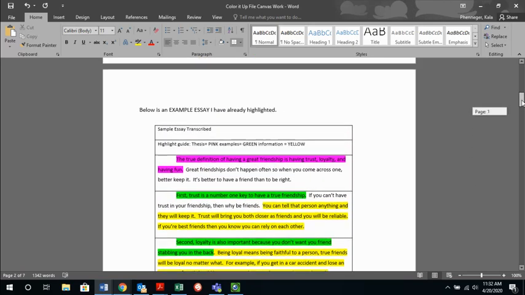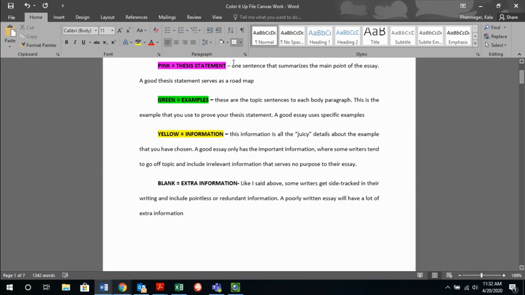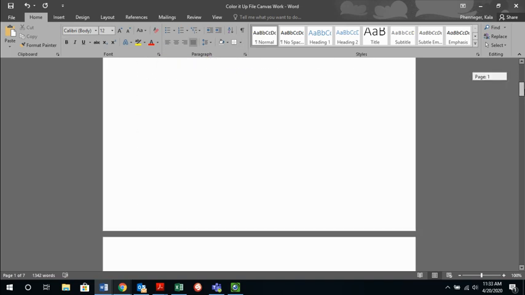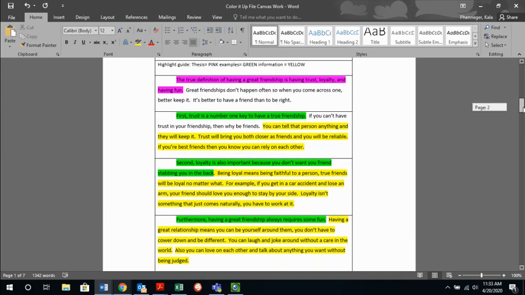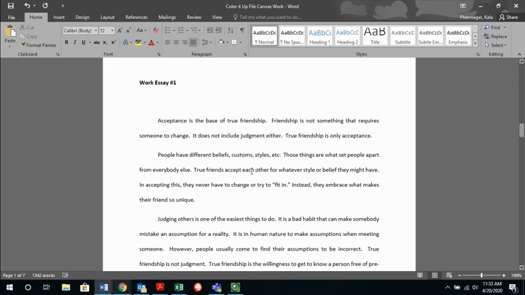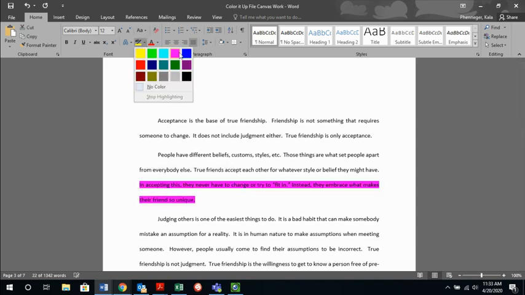We've highlighted all the things that I've asked you to look at, which was the thesis statement in pink, the examples or topic sentences in green, and then the important information in yellow, and then we don't touch the extra information, the fluff, because it's not important. And they did a great job with this essay. So what you guys will be doing is going through the same process. You'll go through these essays and identify all of them to highlight. All you'll do is just select the area that you want to highlight and then click on it up here, the color that you would like it to be. So you'll either be using pink, green, or yellow.